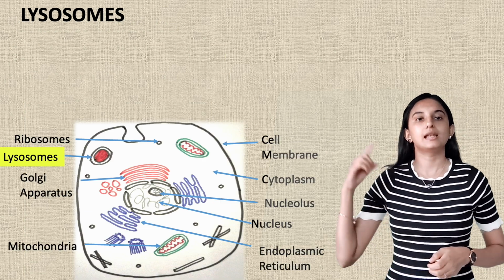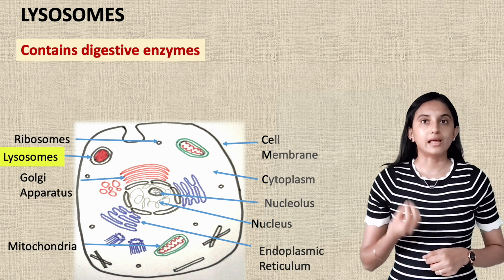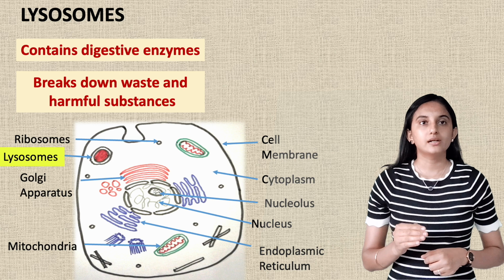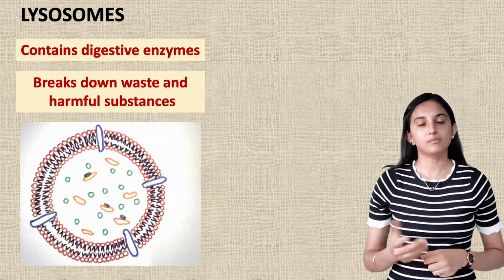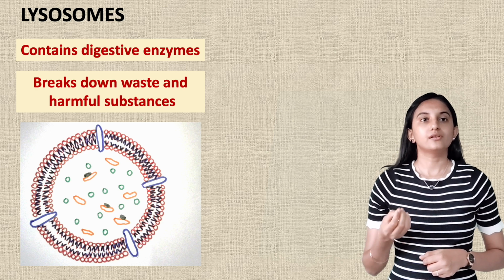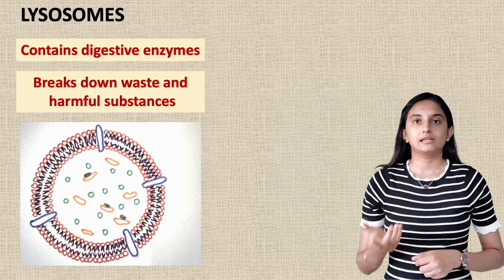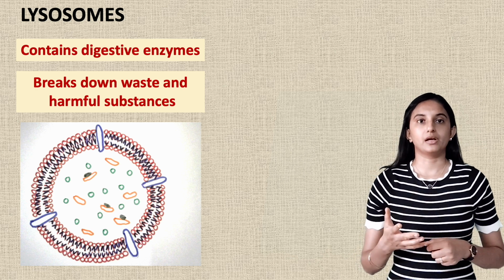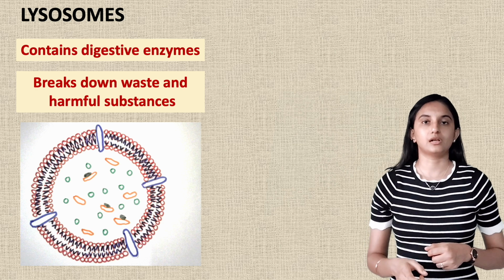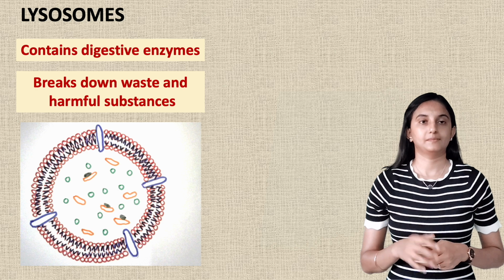Next are the lysosomes. Lysosomes contain digestive enzymes that break down waste, old cell parts, and foreign invaders like bacteria. They help in cellular digestion and recycling materials for reuse. If a cell is damaged beyond repair, lysosomes can help in its self-destruction, a process called autolysis.